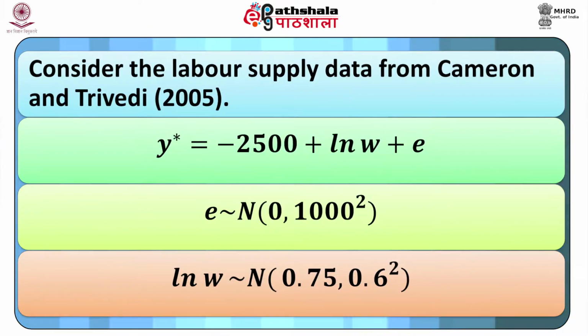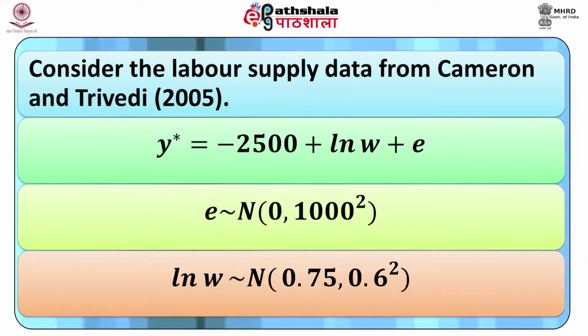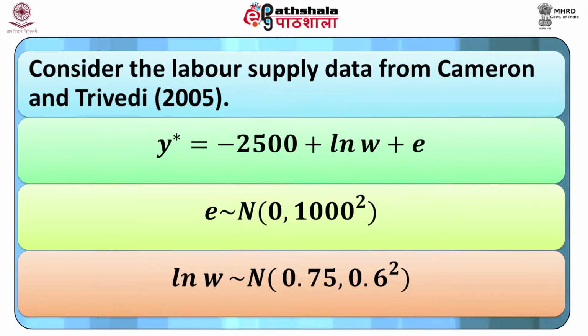Consider the labor supply data from Cameron and Trivedi 2005. Y star is equal to minus 2500 plus ln w plus e, and e, as we said earlier, is distributed normally with 0 mean and 1000 square as the variance. Similarly, we know ln w is distributed normally with the mean 0.75 and variance 0.6 square.